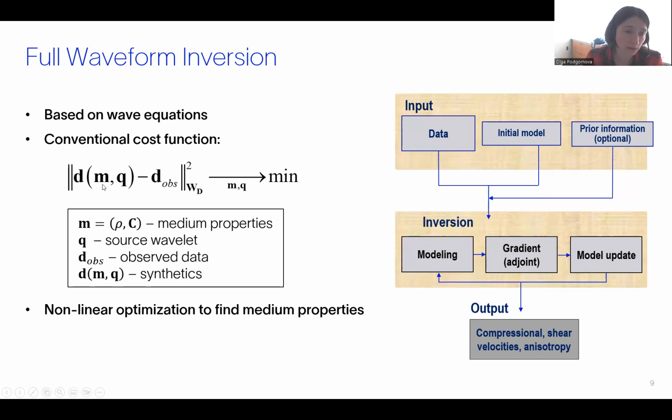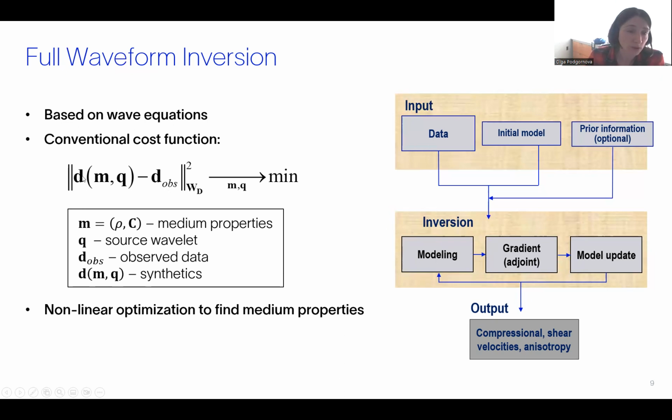And this synthetic data depends on the model parameters, meaning medium properties, and can also depend on certain parameters of the source. While it's a controlled source, we sometimes don't know certain characteristics of it accurately enough. So we would like to fit it, and to model synthetic data, we solve partial differential equations of the wave propagation. The technique is based on construction of the gradient of the cost function.